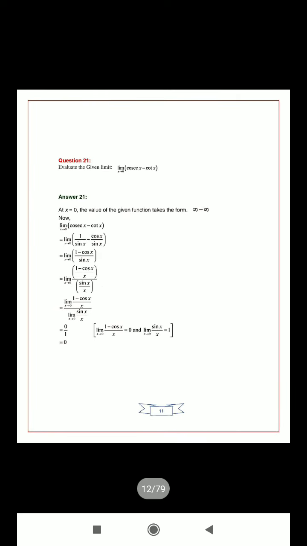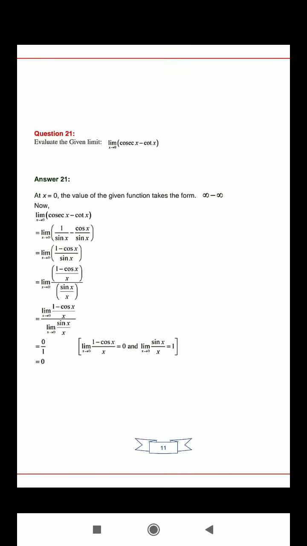Come to the question number 21. It is limit x tends to 0 cosec x minus cot x. It is infinity minus infinity, both are infinity actually, means 1 by 0 is also not acceptable. Infinity means 1 by 0. Only two forms are not acceptable, in which you get the answer 0 by 0 or 1 by 0. In this we are getting 1 by 0. So to solve this, what we will do? You just convert cosec x as 1 upon sin x and cot x as cos x upon sin x. So it will be 1 minus cos x upon sin x.